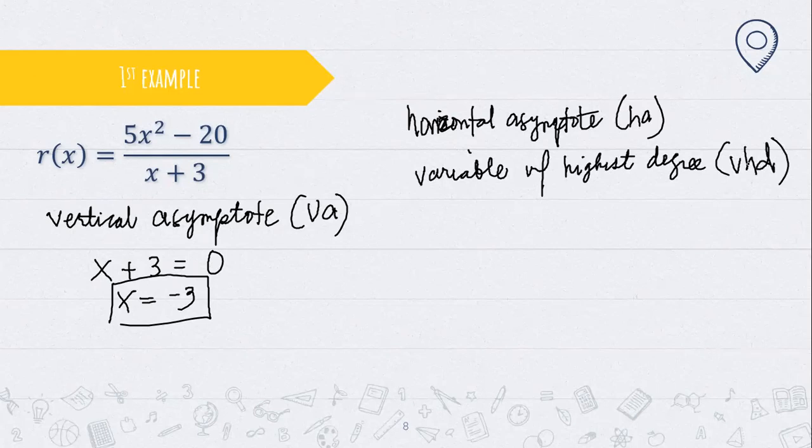O, tignan natin class yung function. 5x squared minus 20 all over x plus 3. What is the variable with the highest degree?